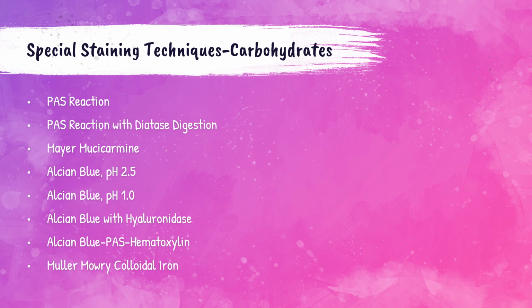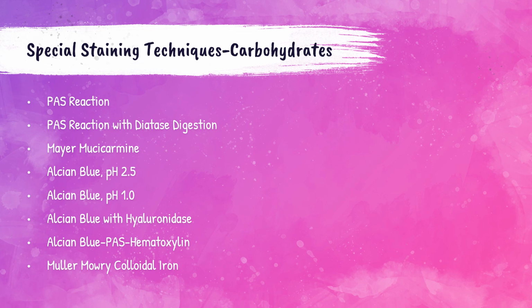So what are the special staining techniques we use for carbohydrates? I've listed them here. These are PAS reaction with diastase digestion, Mayer mucicarmine, Alcian blue pH 2.5 and pH 1.0, Alcian blue with hyaluronidase, Alcian blue PAS hematoxylin, and Mowry colloidal iron.